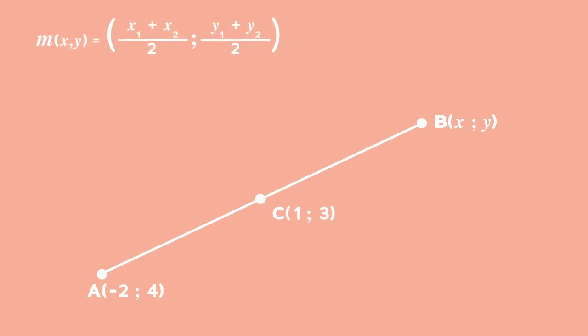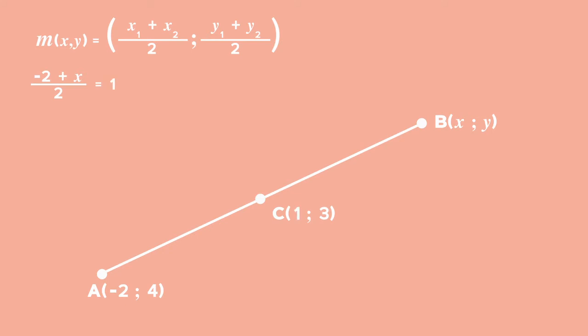We can equate the sum of the two outer points divided by 2 to the x value of the midpoint. In a similar way, we can say the sum of the two y values divided by 2 will give me the y coordinate of 3. So x1 and x2 are going to be the x coordinates at A and B. So it will be -2 plus x, because we don't know what the x coordinate is at point B, divided by 2 will give you the x coordinate at midpoint C, and that value is 1.